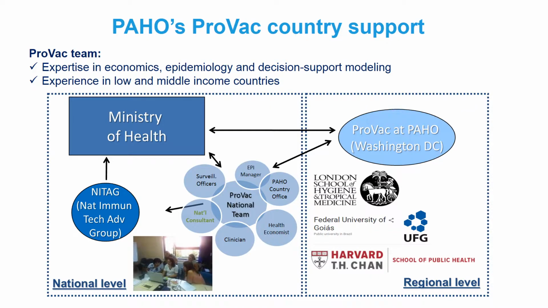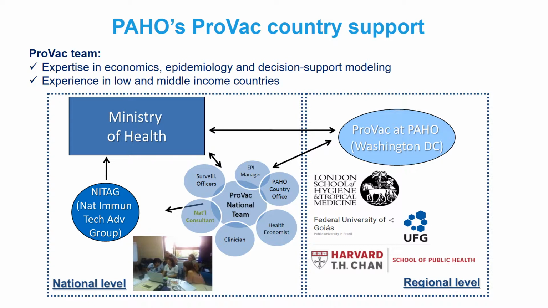The ProVac team is characterized by its technical expertise in economics, epidemiology, and decision support modeling. The team also has a deep understanding of the challenges faced by low and middle-income countries when trying to make informed and timely immunization policy decisions. It includes members from PAHO's technical officers on immunization, the London School of Hygiene and Tropical Medicine, and the Center for Health Decision Science at the Harvard School of Public Health, as well as other academic institutions across the region.